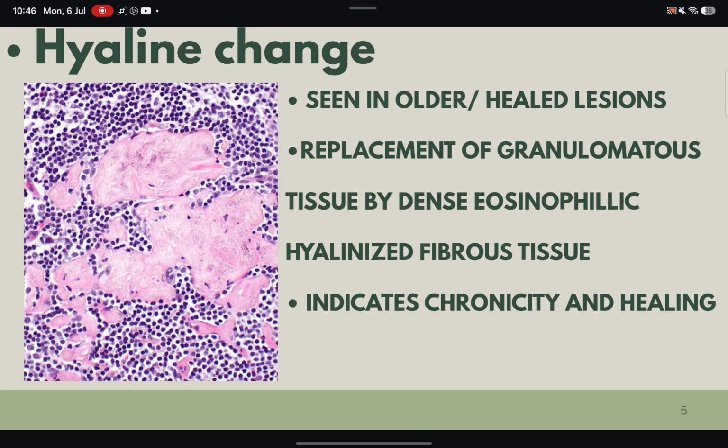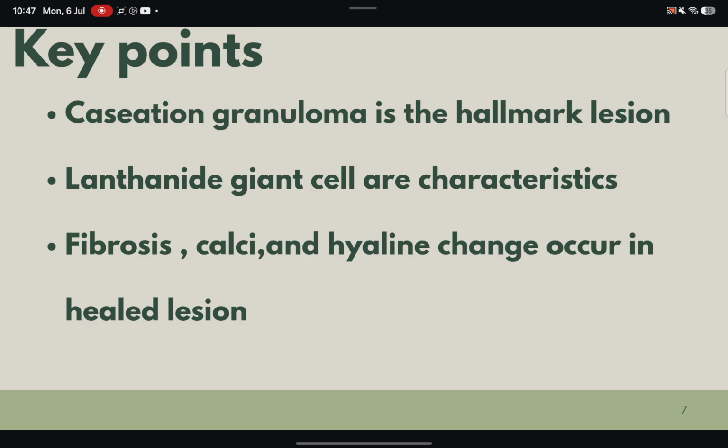Next, hyaline change. In older or healed lesions, the granulomatous tissue is replaced by dense eosinophilic hyalinized fibrous tissue, which serves as a key indicator of chronicity and healing. The key important points include: caseating granuloma is the hallmark lesion, Langhans giant cells are the characteristic feature, and fibrosis, calcification and hyaline change occur in healed lesions.